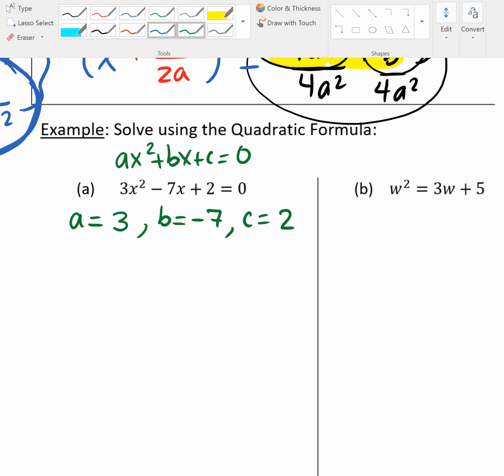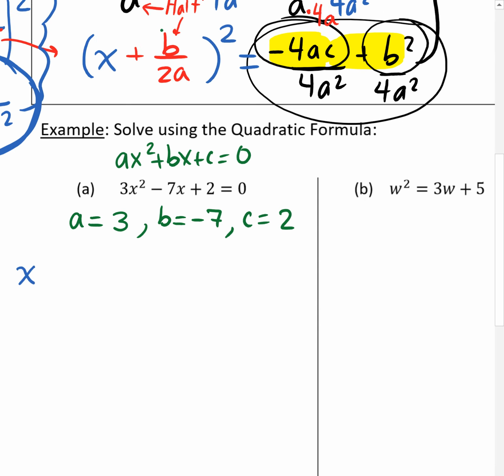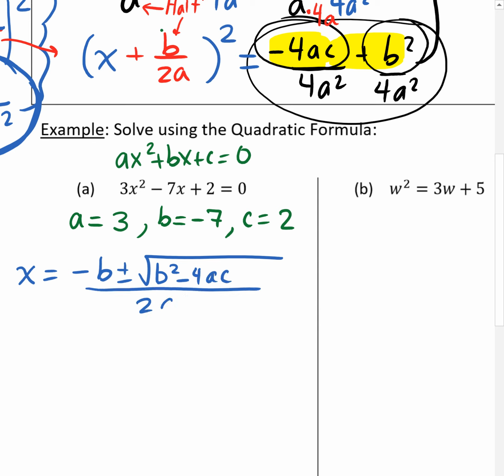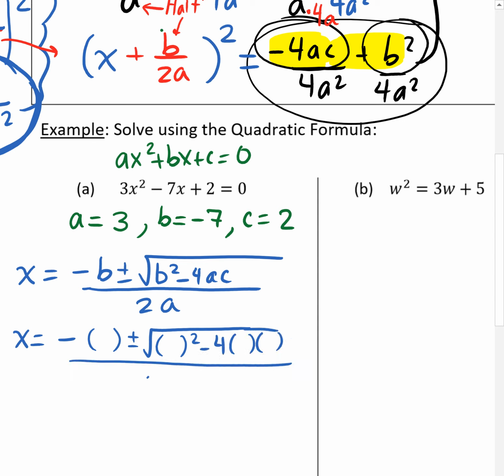And c is the constant term, which is 2. Once you identify those, it helps me to rewrite the formula so I don't miss anything. It's negative b plus or minus the square root of b squared minus 4ac, all over 2a. And then you're just filling in what you know. Like I told you before, I write everything out where a, b, and c are missing, just so I don't miss anything. And I'm always putting everything in parentheses just to be safe, so you know what to do with negatives and all that.